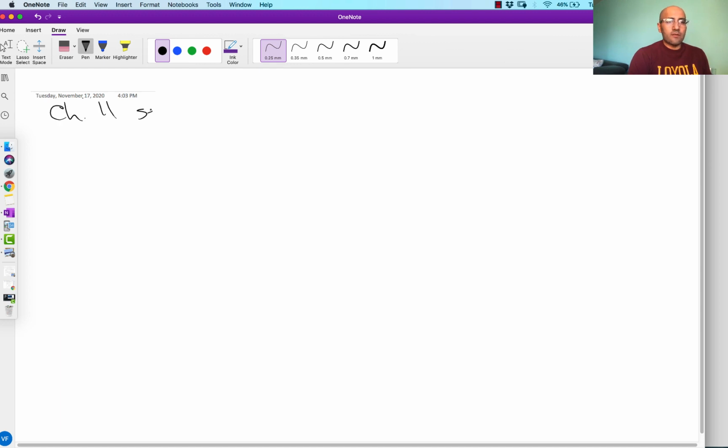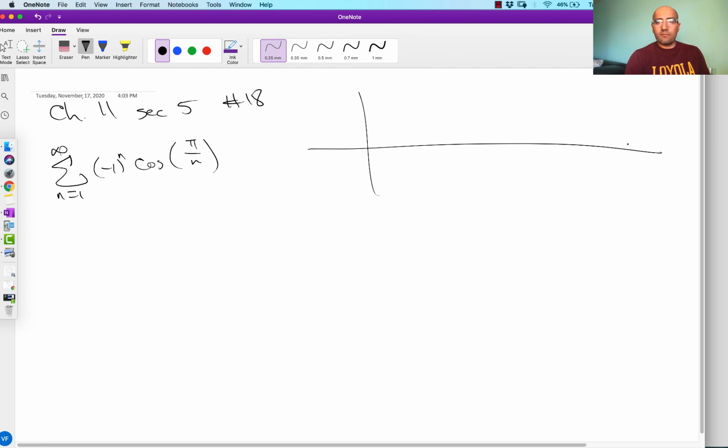Okay, so chapter 11, section 5, number 18. We have the sum as n goes from 1 to infinity of -1 to the nth power cosine of pi over n. Again, let's think about the graph of cosine. Cosine starts at 1, comes back down, goes back up, comes back down, and so on and so forth. Cosine of x.